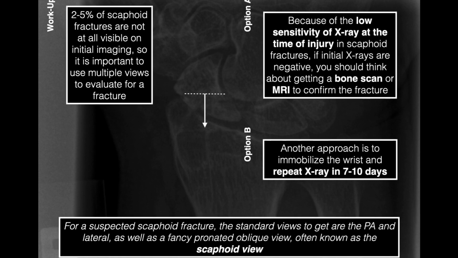Because of the low sensitivity of X-ray at the time of injury in scaphoid fractures, if initial X-rays are negative, you should think about getting a bone scan or MRI to confirm the fracture. Another approach is to immobilize the wrist and repeat the X-ray in 7 to 10 days. For a suspected scaphoid fracture, the standard views to get are the PA and lateral, as well as a fancy pronated oblique view, often known as the scaphoid view.